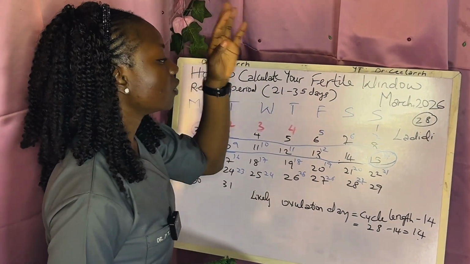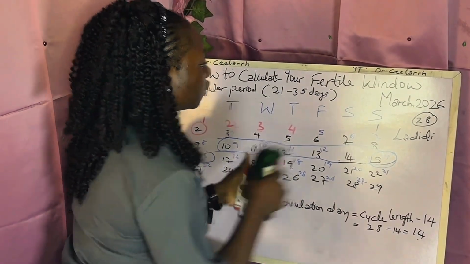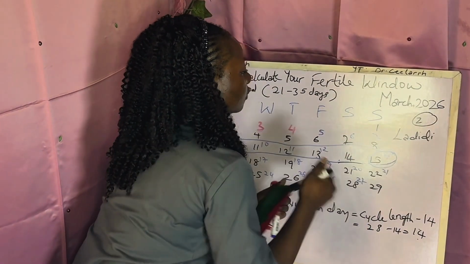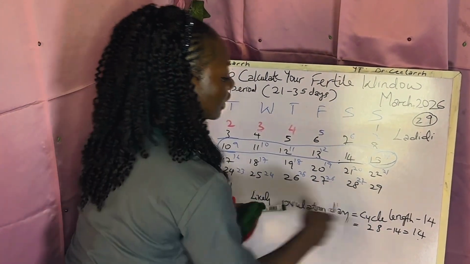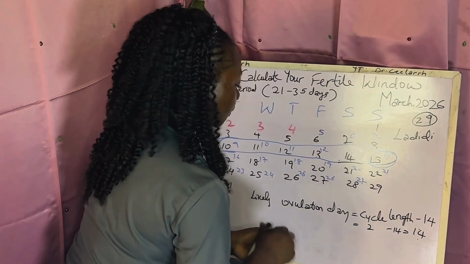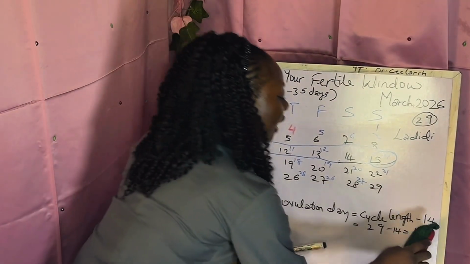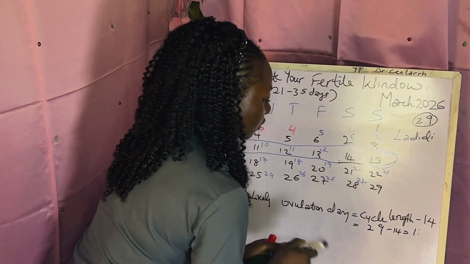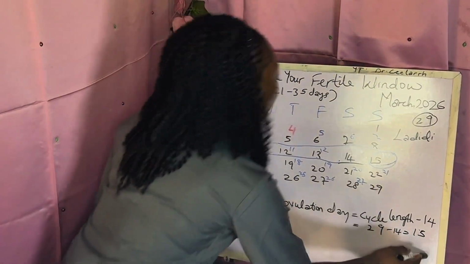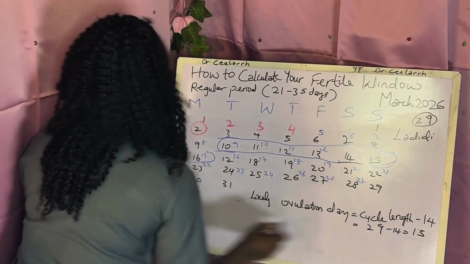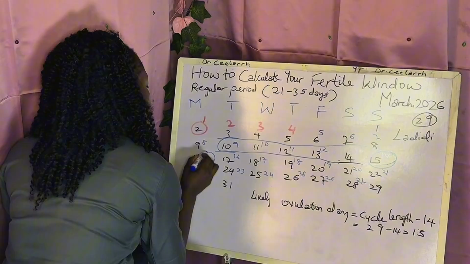Let's move ahead to calculate for a 29-day cycle. So let's say this is 29. It's going to be what? 29 minus 14. So the cycle is getting longer, and the answer here will be what? 15. So she's likely to ovulate on the 15th day of her cycle. And what is the 15th day of her cycle? The 15th day is this particular day. So that means this is the date she's likely to ovulate.